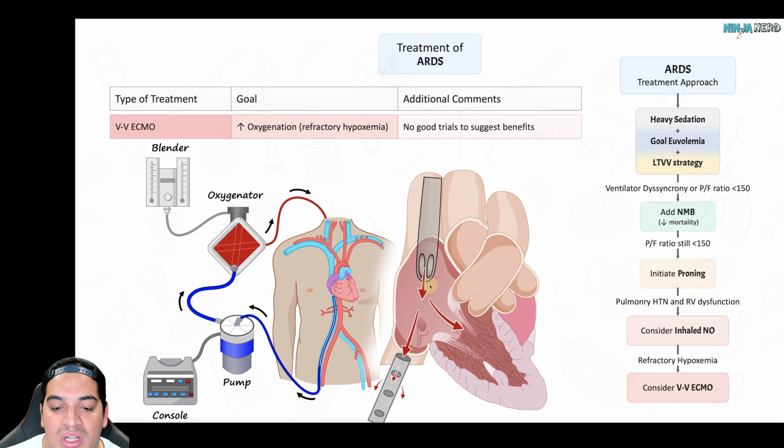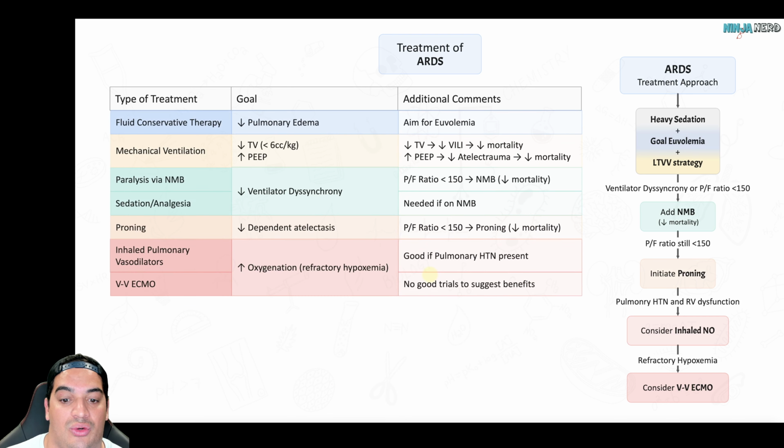This is usually the thing that you do in the last case scenario when the patient is not able to improve, but there are just no good trials that suggest that this would be beneficial. But I have seen patients who have had this done and they've been able to improve and get off the ventilator eventually. So that's something that you would do in these patients.